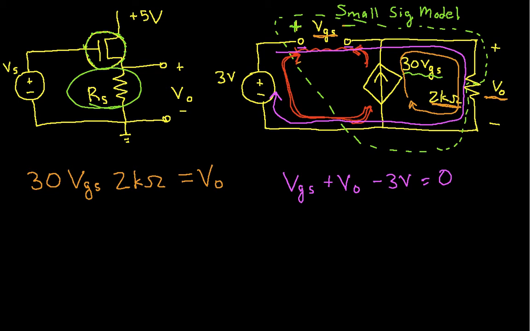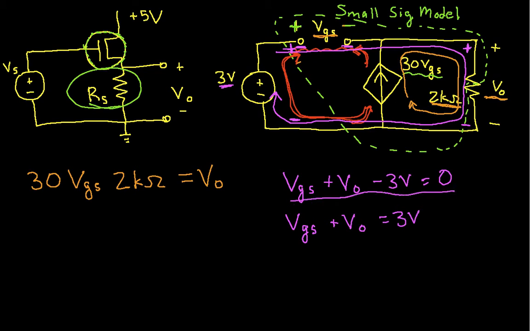Another way of looking at it is the voltage from this point to this point is set by the 3 volt source to be 3 volts. So that means that the voltage VGS from here to here plus the voltage from here to here, V0, would be equal to 3 volts. So if I do the more informal analysis, I get this, which is mathematically equivalent to this.